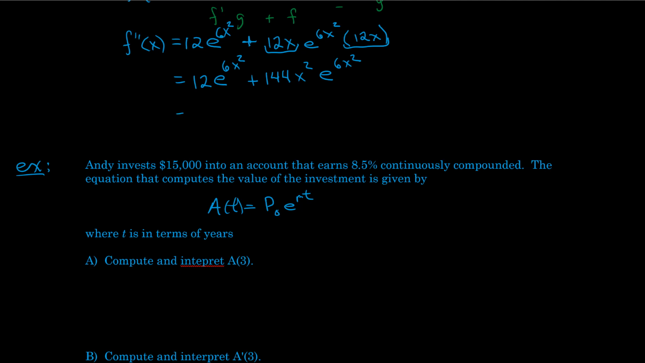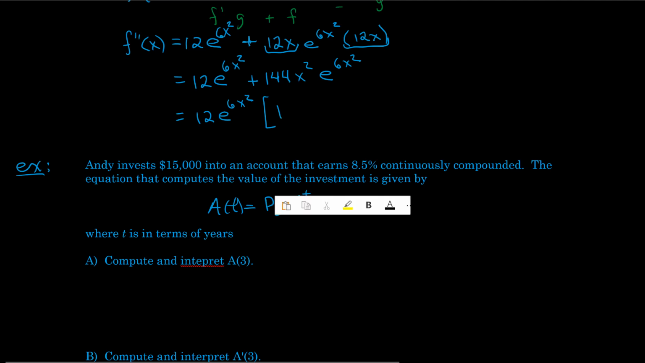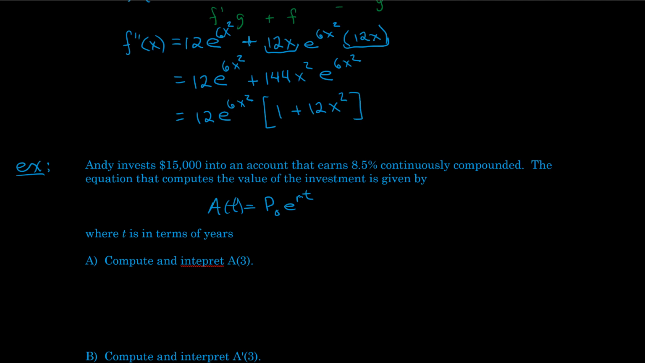If you wish, you can factor out what both have in common. Notice they both have a 12, and they both have an e to the 6x squared. So I could factor out a 12e to the 6x squared. What I'll be left with in the first term, since we factored out everything, is just a 1, plus. In the second term, when we divide 144 by 12, we get 12, and we're still left with this x squared like that. And there's the derivative.